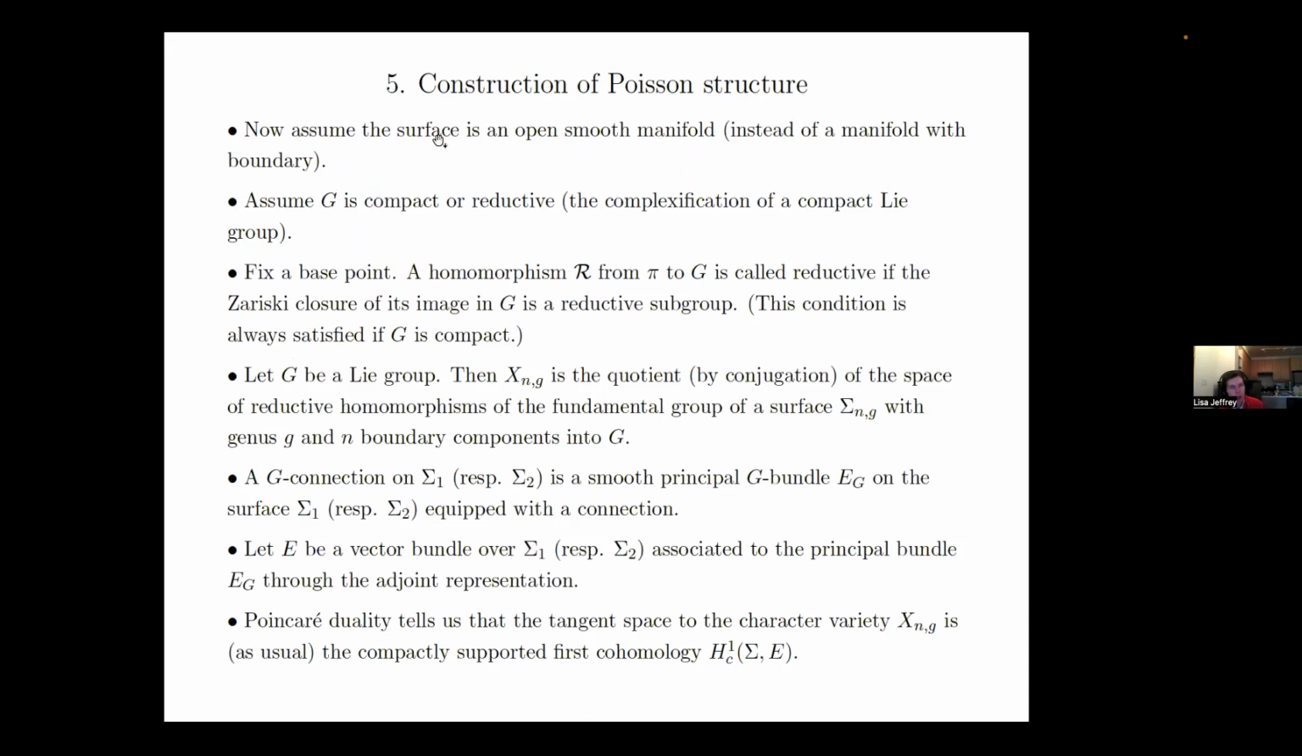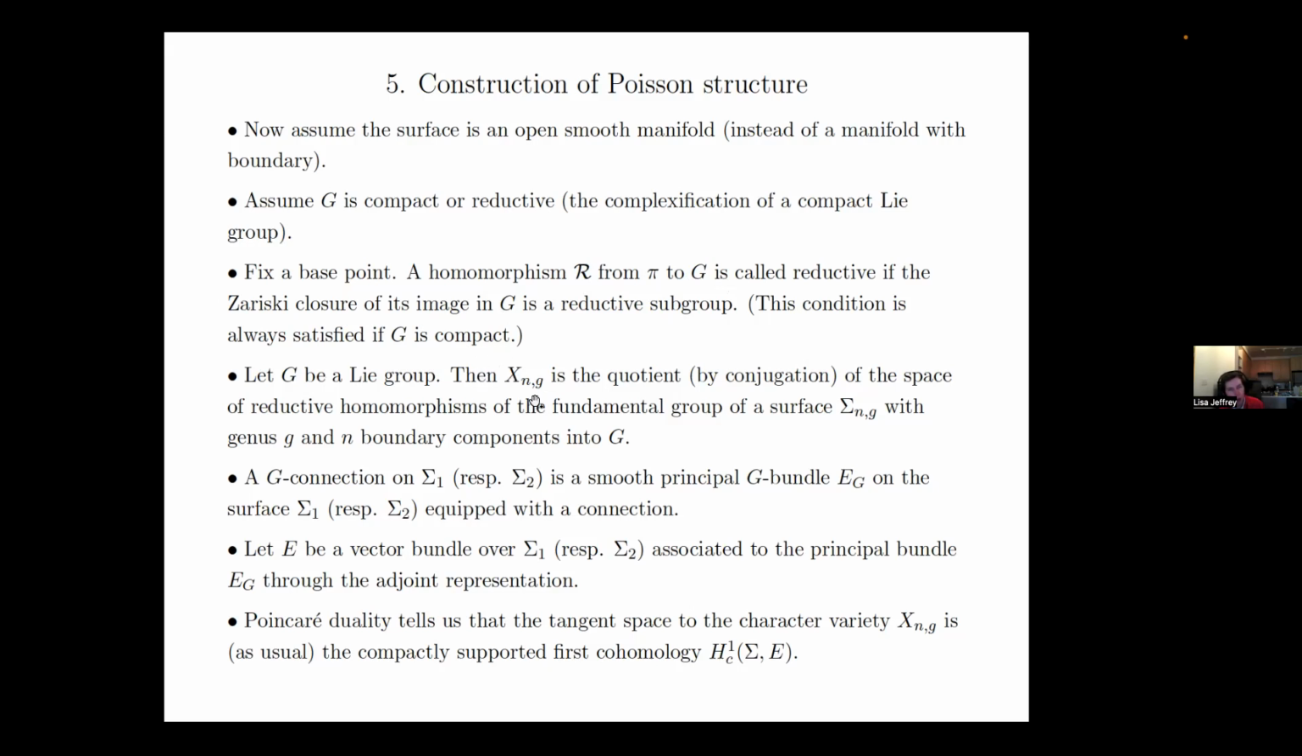So now let us assume the surface is an open, smooth manifold rather than a manifold with boundaries. This corresponds to a surface with punctures instead of a surface with boundary components. We'll assume that the group G is either a compact group or a reductive group, the complexification of a compact Lie group. We fix a base point. Then a homomorphism from the fundamental group to G is called reductive if the Zariski closure of its image in G is a reductive subgroup. This condition is always satisfied if the group is compact.